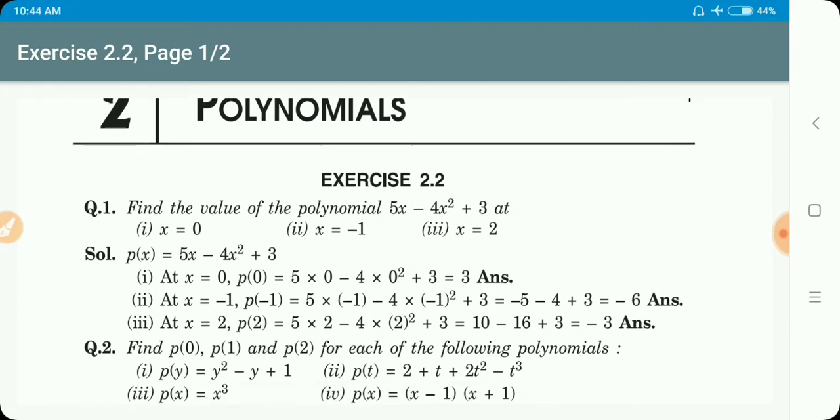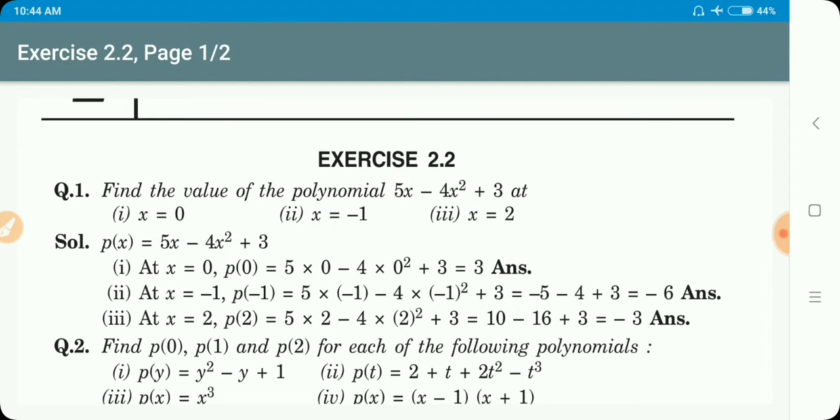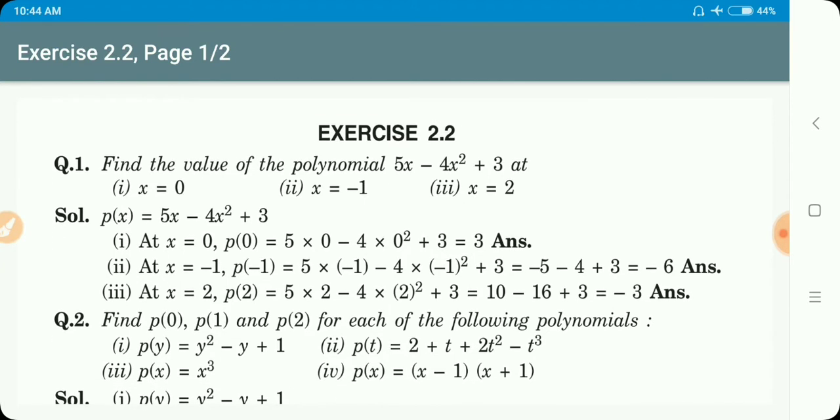In exercise 2.2, the first sum is: find the value of the polynomial 5x minus 4x square plus 3 at x is equal to 0. It means when we put x is equal to 0 in the given polynomial, the result is the value of the polynomial for that particular value.